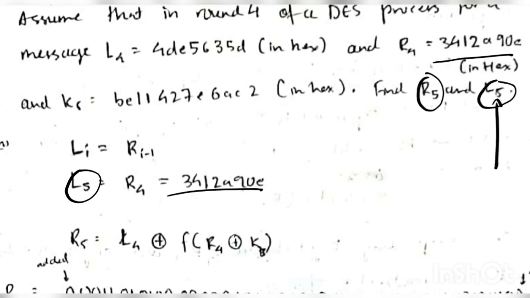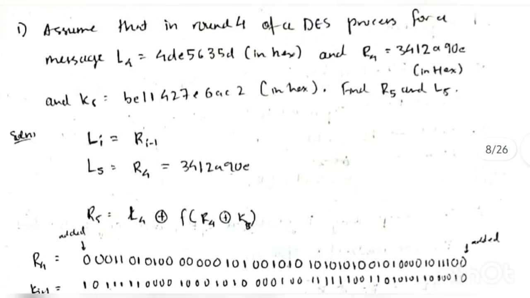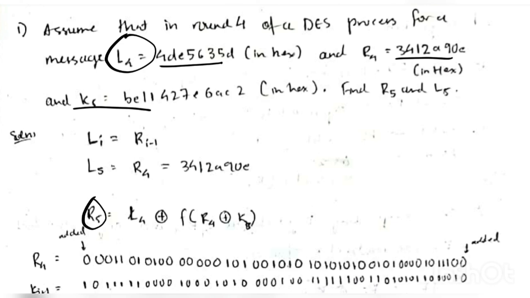The next half is about R5. What is the formula of R5? Do the XOR operation between R4 and K5. Okay, this is R4, this is K5. Do the XOR operation between these both, and that answer's XOR should be done with L4. So basically what we are doing is we are just doing the XOR with this one and this one, then finally doing the XOR with this one. That is the value of R5, which you have to find out. So let's do the XOR operation between R4 and K5.